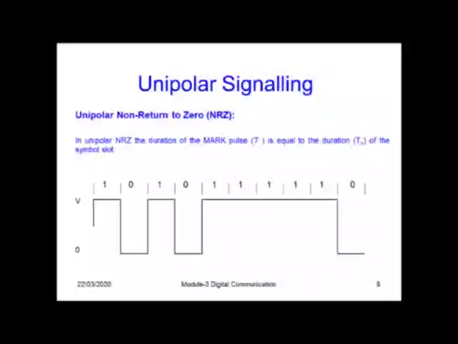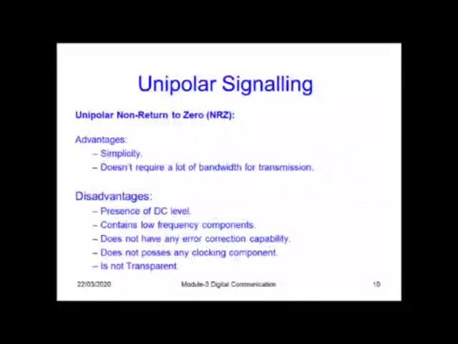The advantages of the unipolar pattern are simplicity in implementation and that it does not require a lot of bandwidth for transmission. The disadvantages are the presence of a DC level, it contains a low frequency component that causes signal droop, it does not have any error correction capability, it does not possess any clocking component for ease of synchronization, and it is not transparent. A long string of 0s causes loss of synchronization. So this is about the unipolar non-return to 0.